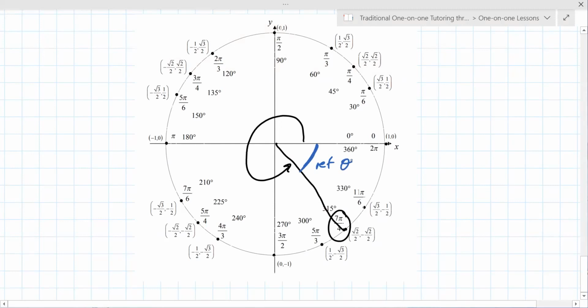Right. So how much do you add to 7 pi over 4 to get to 2 pi? If you're more comfortable, you can do it in degrees, but you have to convert it back to radians. Like maybe you can see that it's 45 degrees. So it's this pi over 4.